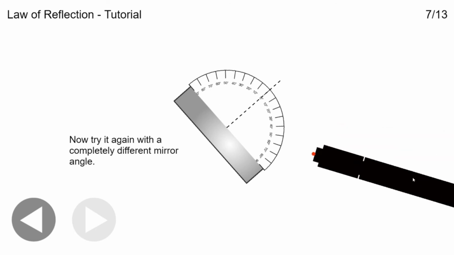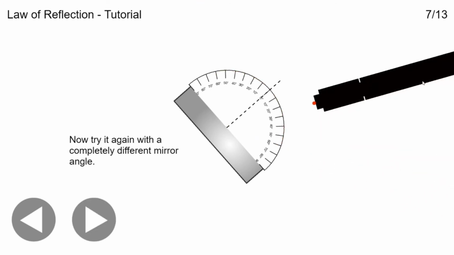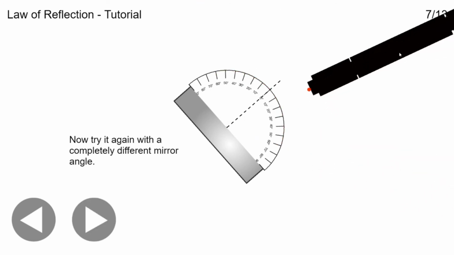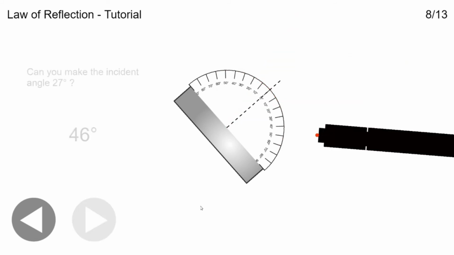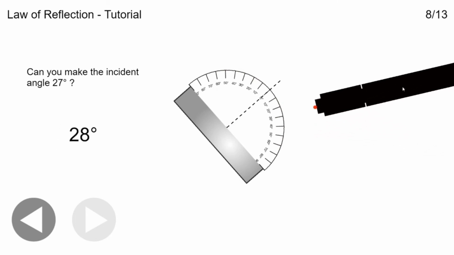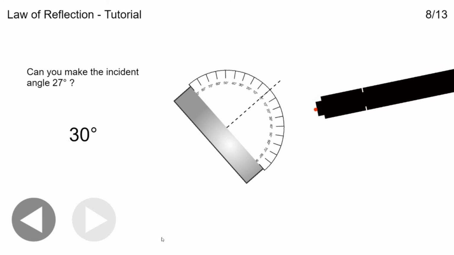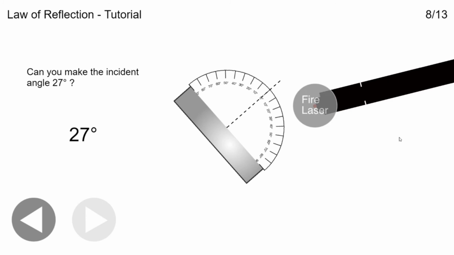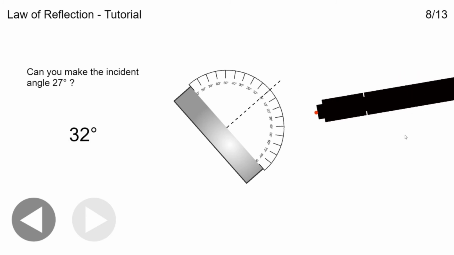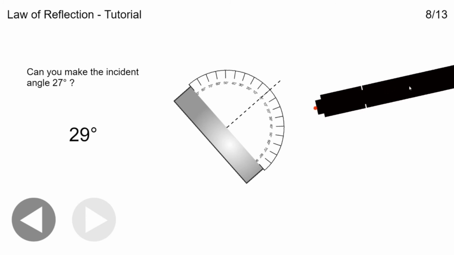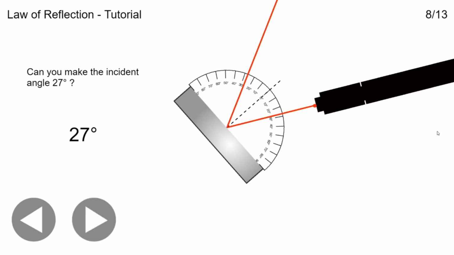Mirror's been moved this time, but it still works in the exact same way. Next step asks you to make an incident angle of 27 degrees. So you can click on this again, and this number here will change to show you exactly where you are. If you get it a bit wrong, it won't let you fire it. There we go. So the fire laser button has appeared. If I move it back, fire laser button disappears. Fire laser, 27 degrees, bang on.